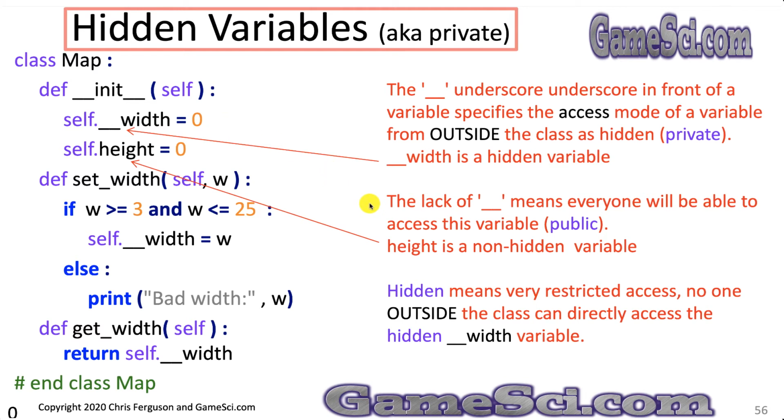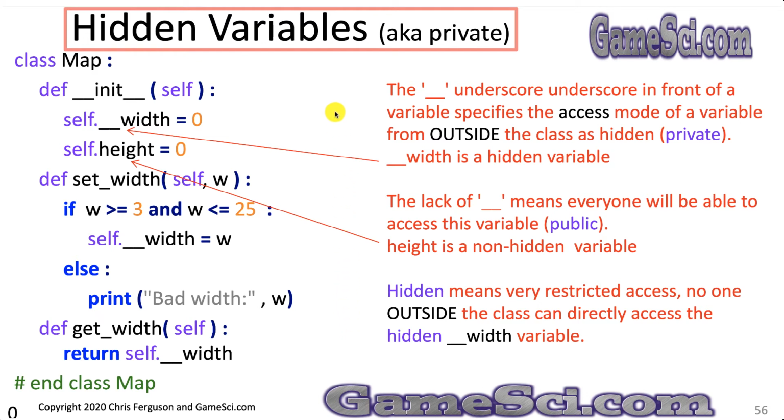The lack of 2 underscores means everyone will be able to access this variable. This is called public access in other languages. Height is a non-hidden or public variable. Notice there's no underscores in front of height. Everybody that creates an object out of class map is going to be able to access this height variable. Hidden means very restricted access. No one outside the class can directly access the hidden __with variable.